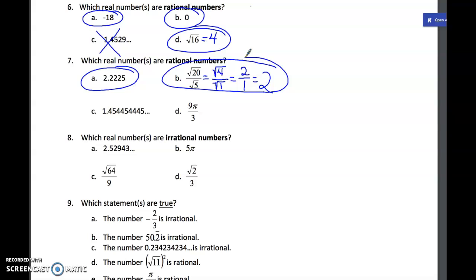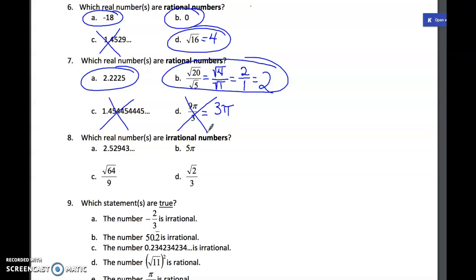C, 1.45445, it is not repeating, it is never ending, it is not rational. D, let's see what happens when we simplify. 9 pi divided by 3 gives me 3 pi over 1. It is not rational.